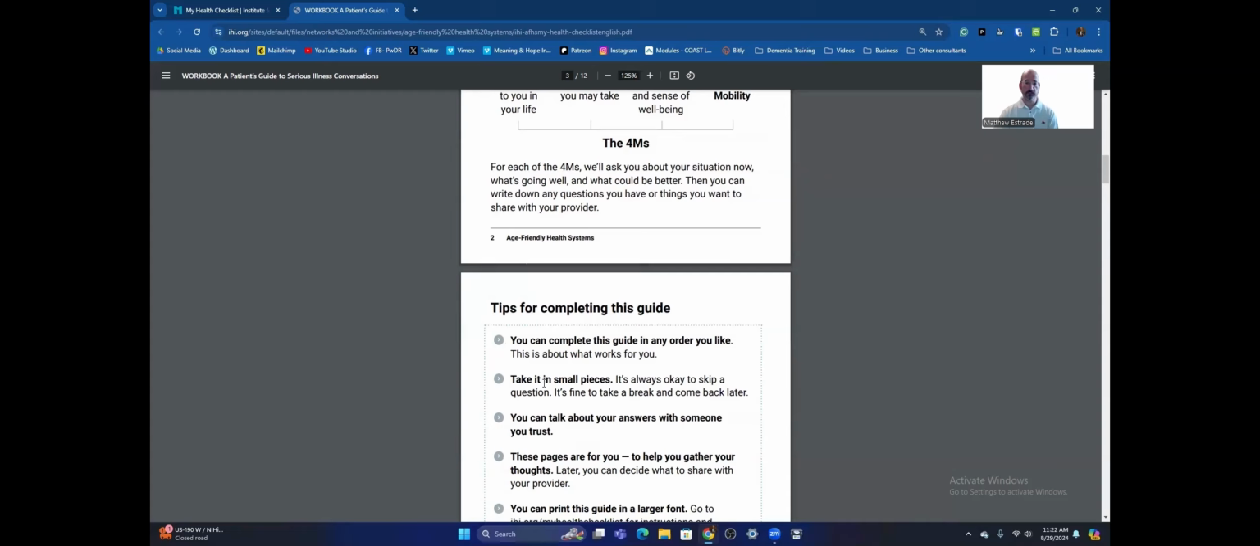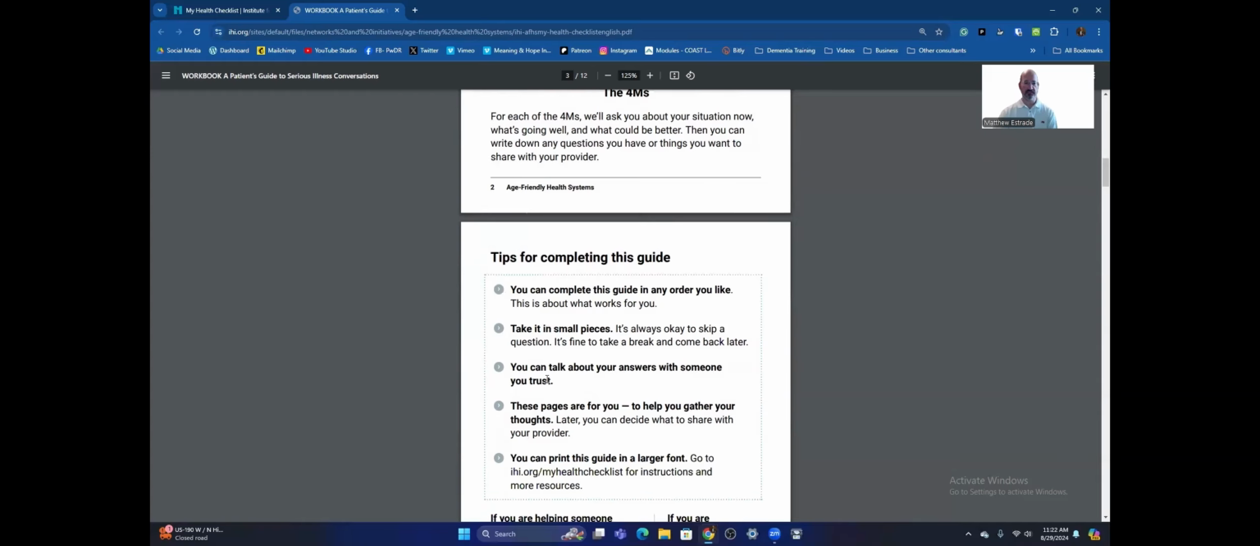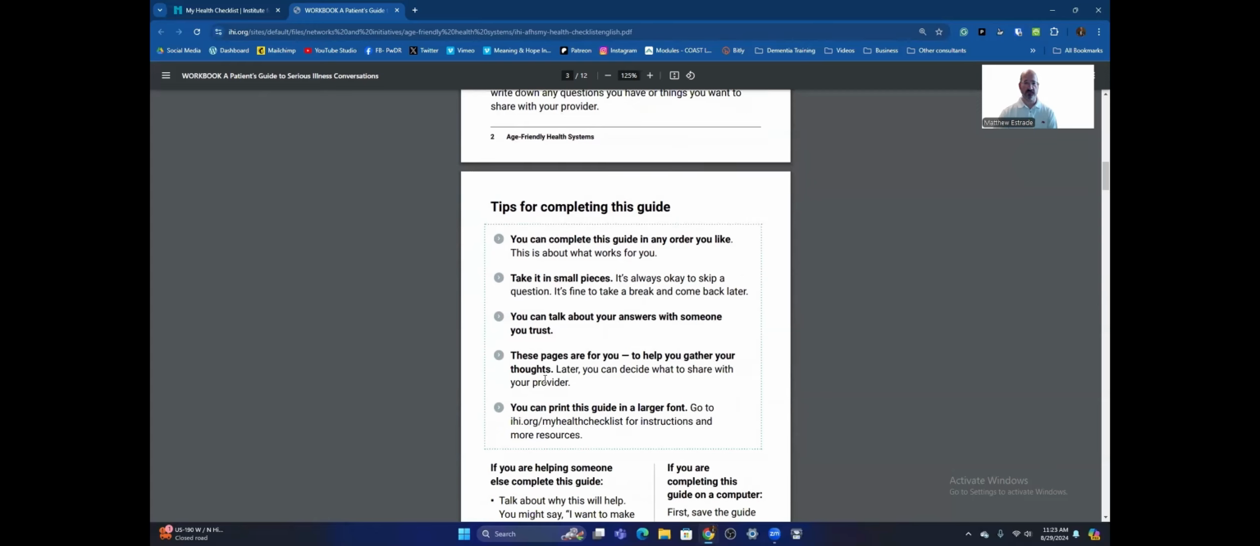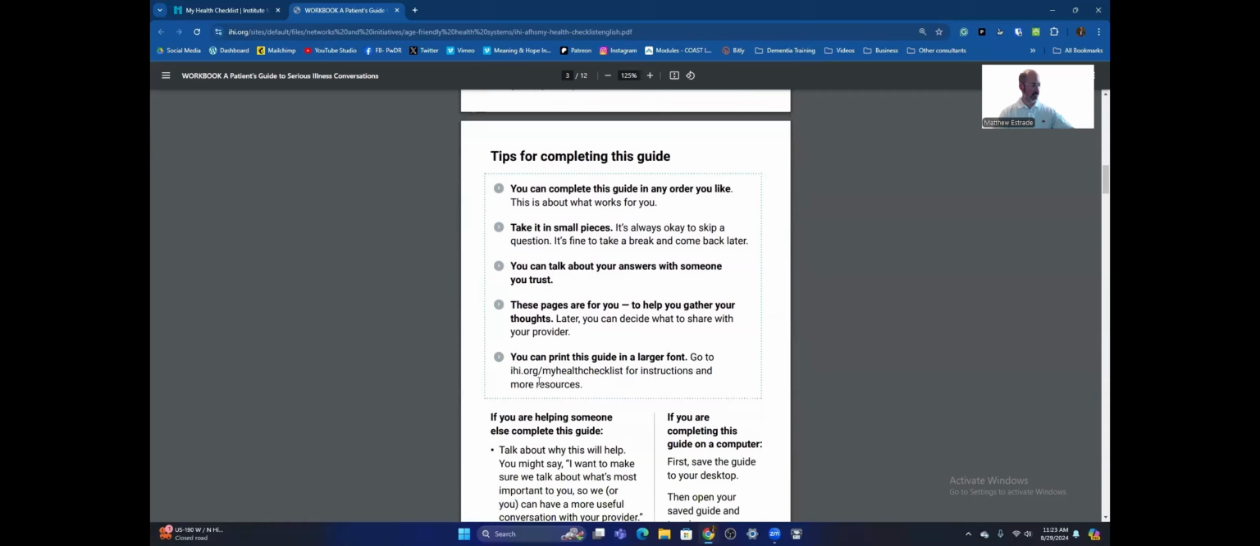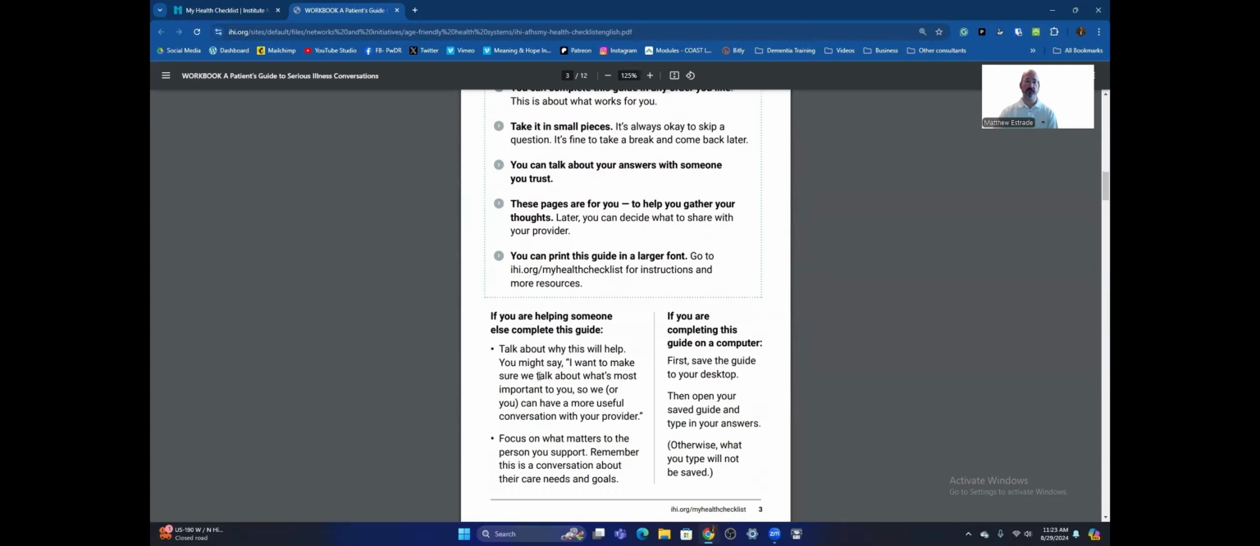These pages are here to help you gather your thoughts. Later, you can decide what you're going to share with your provider. But typically, the more that you share with them, the more they can help you and guide you in your discussions and decisions. You can print this in a larger font. You'll just go to this website and you'll see instructions and more resources on how to do that. But it's a pretty good size. It's probably 14 to 16 size font. That's easy to read. If you are helping someone to fill this out, you might start with thinking about this, and talk about why this will help them.